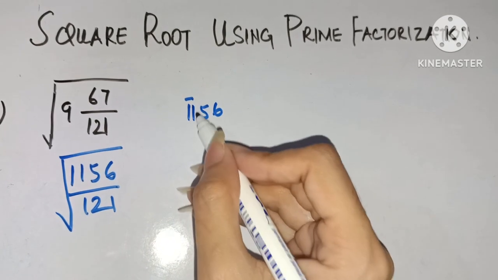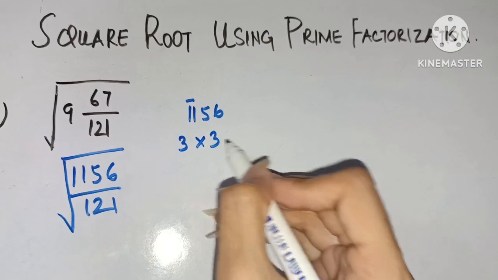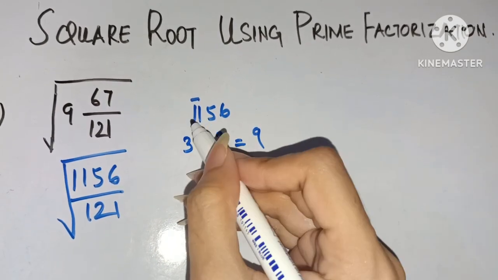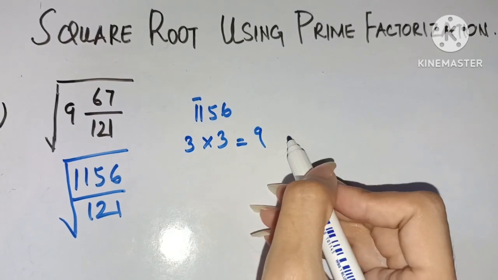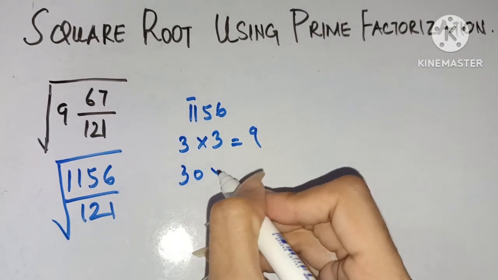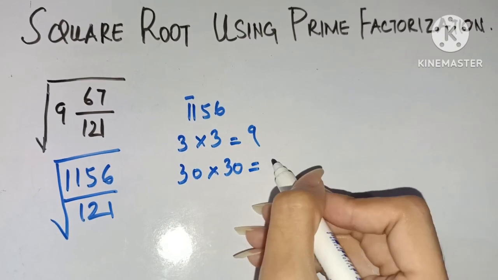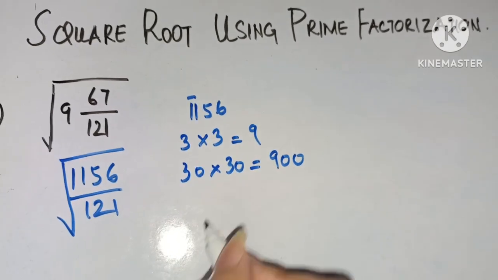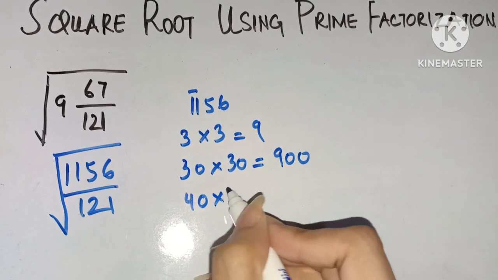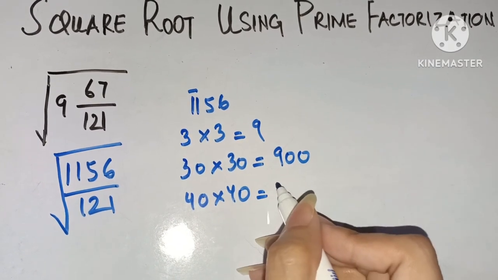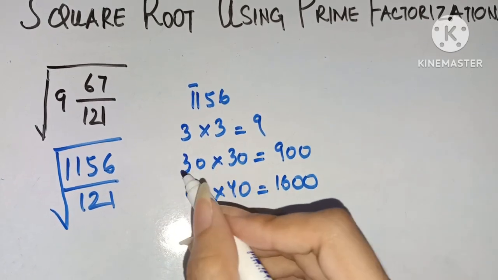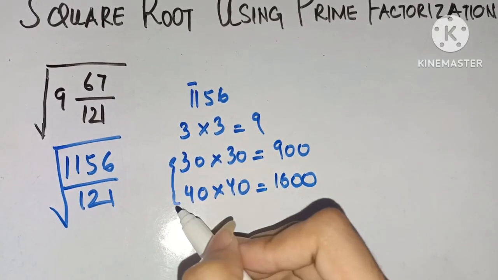So near 11, it is 3 multiplied by 3, which is 9. 11 comes after 9. So we can take 30 multiplied by 30 and it will come 900. And we can take 40 multiplied by 40, which will be 1600. So it comes somewhat in the middle of this range, 30 and 40.